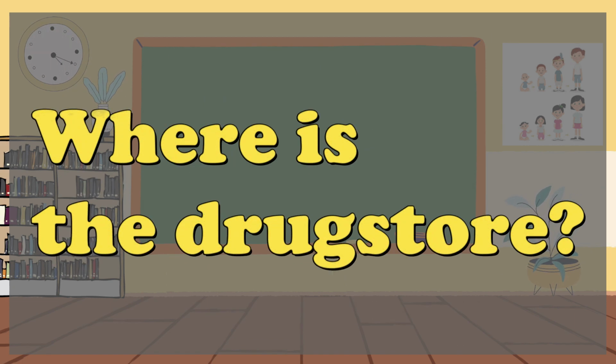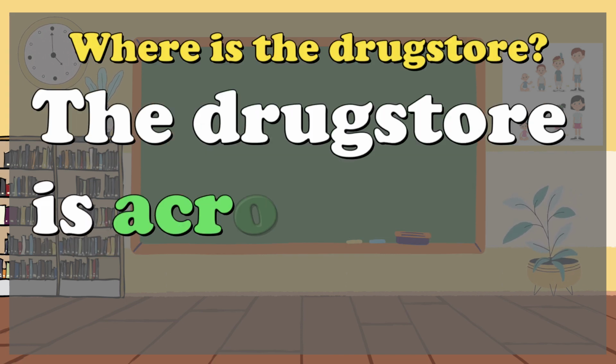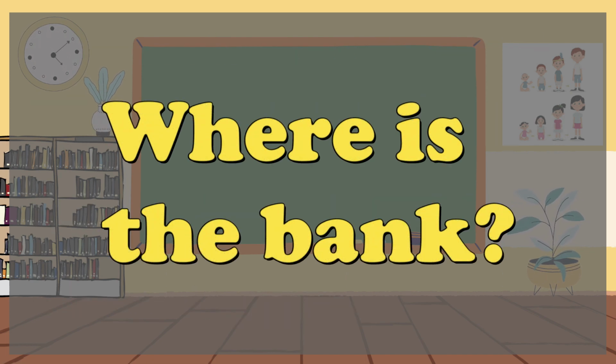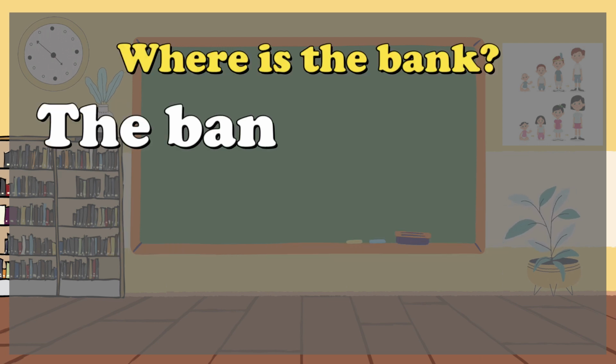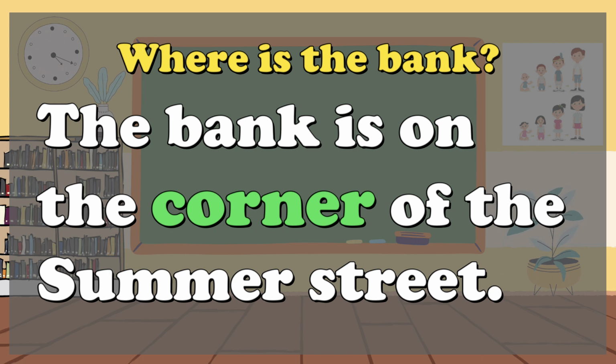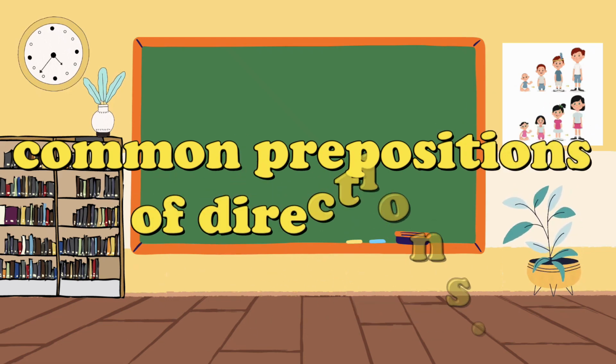Where is the drugstore? The drugstore is across the bus stop. Where is the bank? The bank is on the corner of Summer Street. Now, let's talk about the common prepositions of direction.